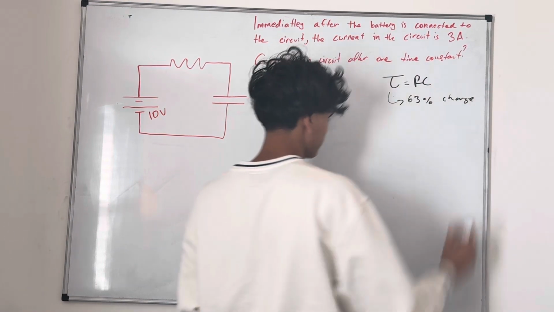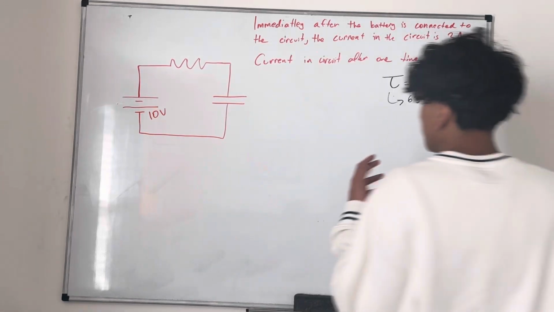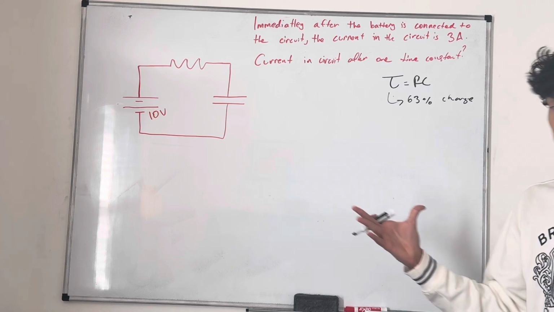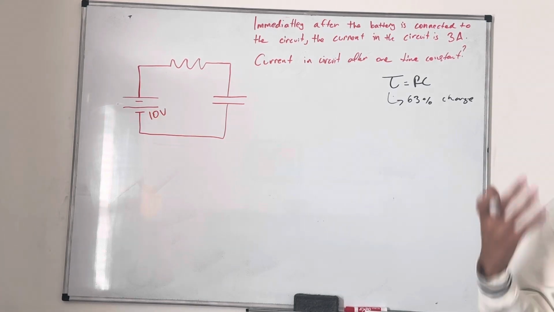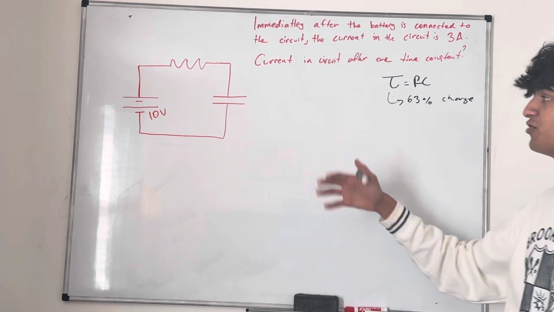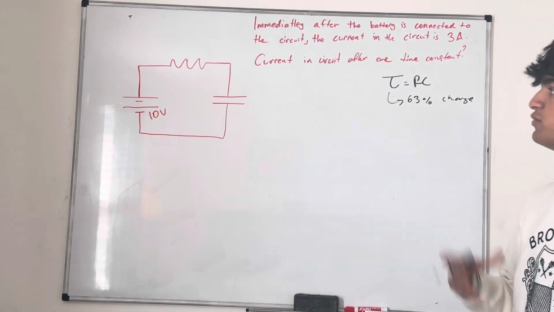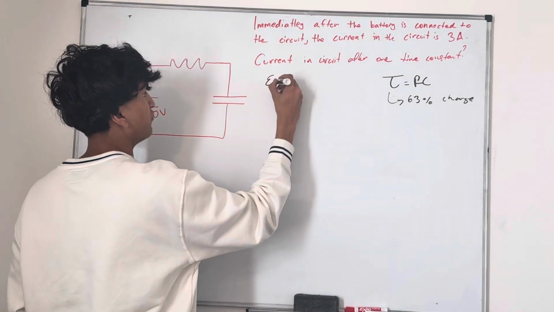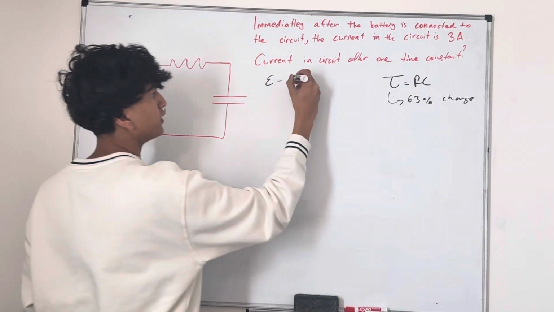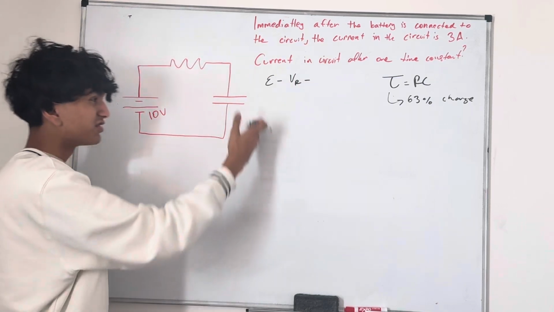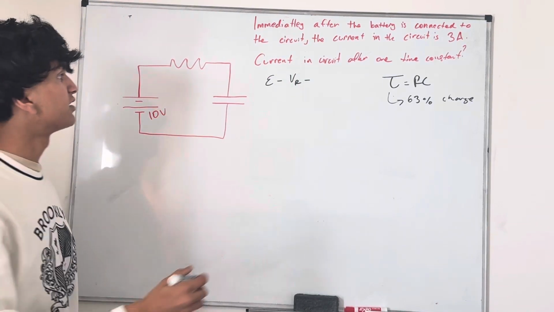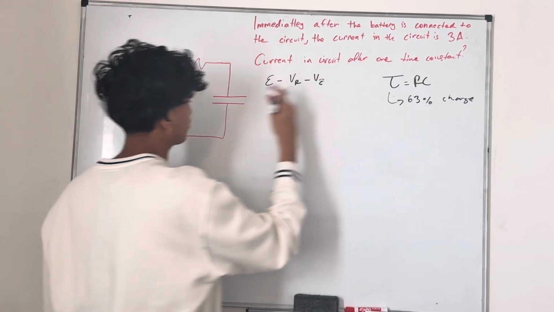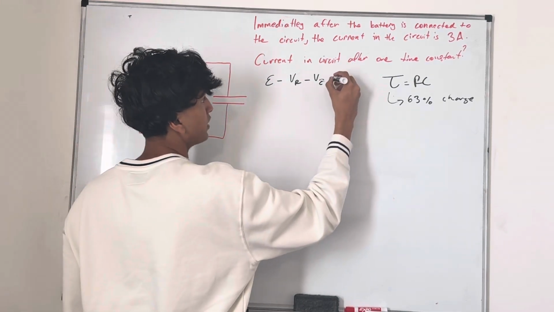To start this problem, you're not given much. One thing you could do is the loop rule. You can do any circuit problem with the loop rule, whether it's a resistor problem or a capacitor problem. Let's use our loop rule here. The battery voltage minus the resistor drop, and then minus whatever the voltage is across the capacitor, I'll say VC, is all going to equal 0.